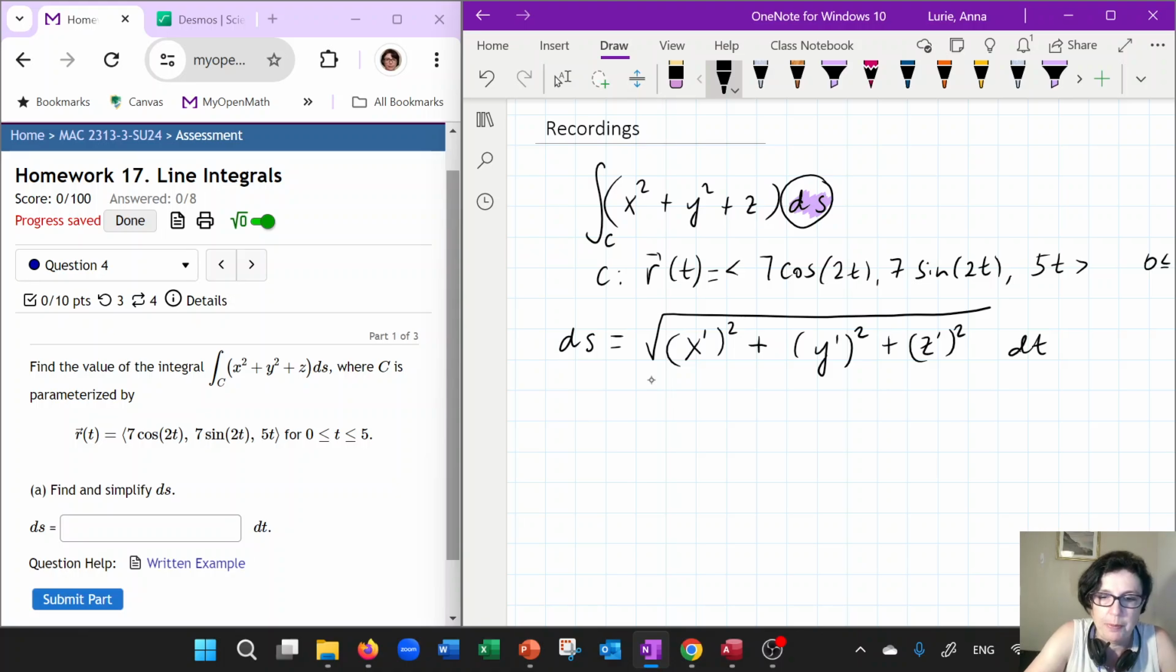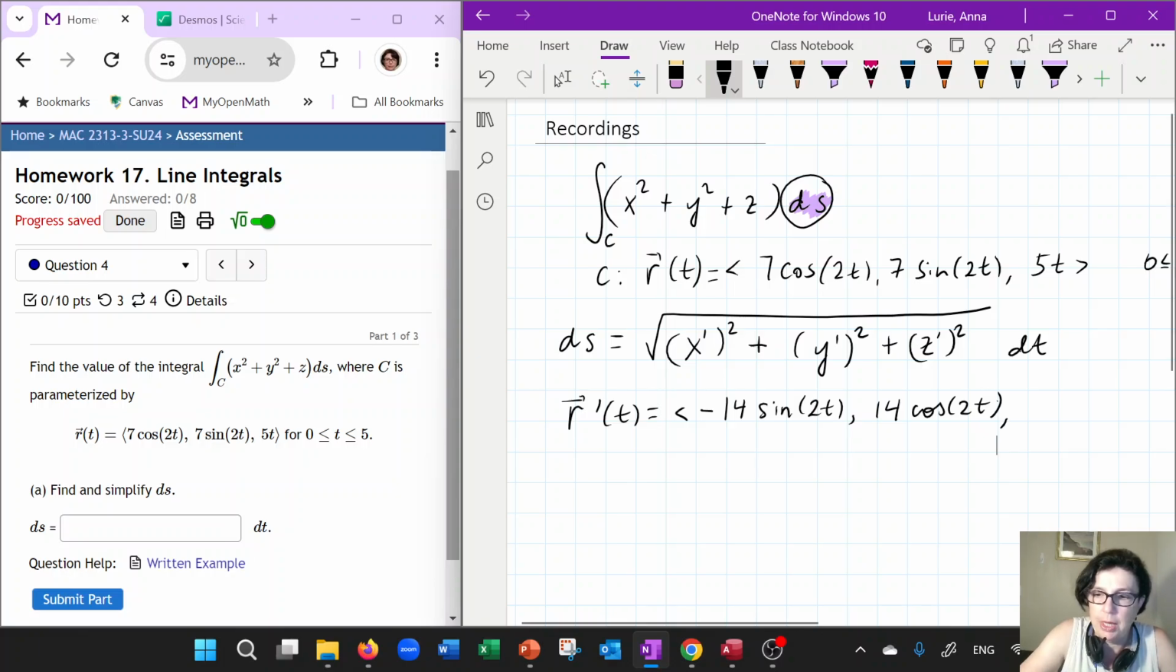So how do we simplify that? Well, first you have to compute the derivative, so first you have to find r prime. Now, r prime is found by taking the derivative of each component and remembering that whenever we differentiate cosine, we get negative. So this will be negative, the 2 will jump out in the front and give us 14, and then this will be sine 2t. The next one will be positive, so 7 times 2 is 14 cosine 2t. And then, of course, the derivative of 5t is just 5.